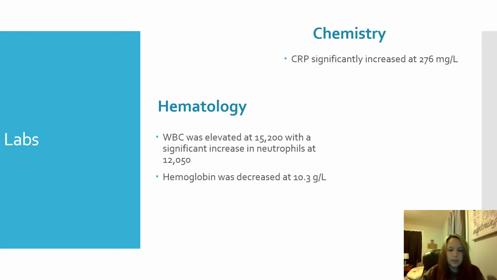So just some labs that were collected. Hematology: the WBC was elevated at 15,200 with a significant increase in neutrophils at a little over 12,000. The hemoglobin was decreased at 10.3. In chemistry, the CRP was significantly increased at 276.